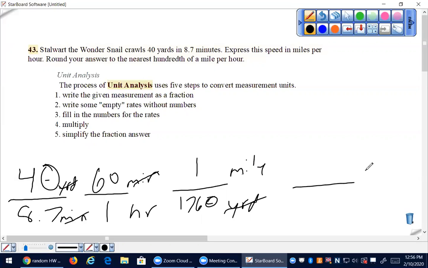No, we don't, we're done. We have miles on top and hours on bottom. Yeah, we have to multiply everything. Okay, you're in the multiply step. Good. So I'm gonna use this. I'm gonna do 40 times 60.